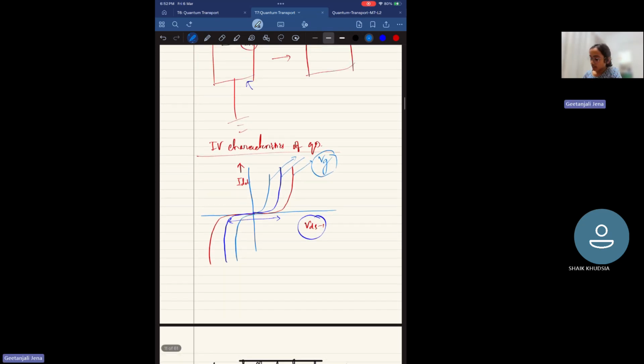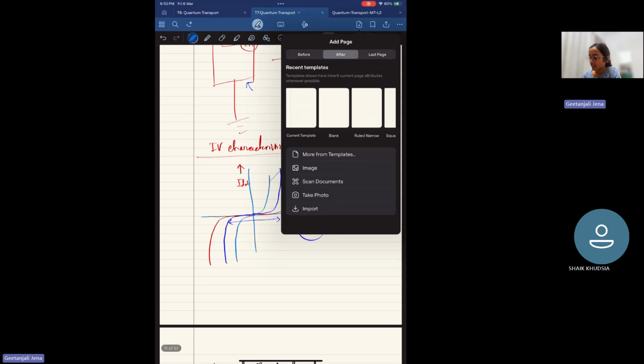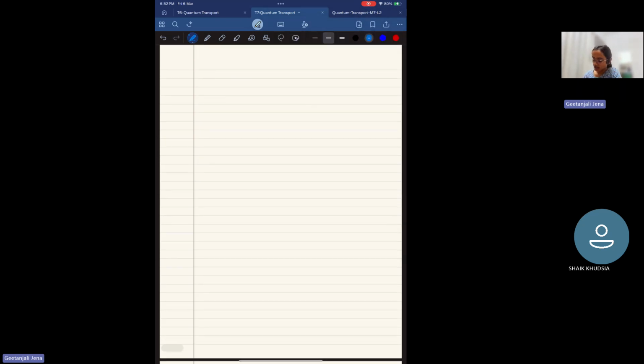So the net effect is that if you plot both the variation of gate voltage as well as the drain and source voltage, we'll see a diamond region where the current is totally 0. If we recall the lecture, we plotted the 2D plot of I versus VDS and VG.